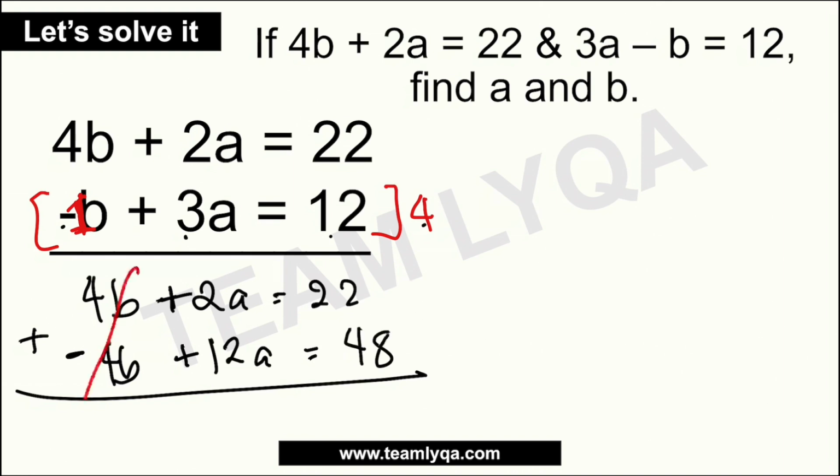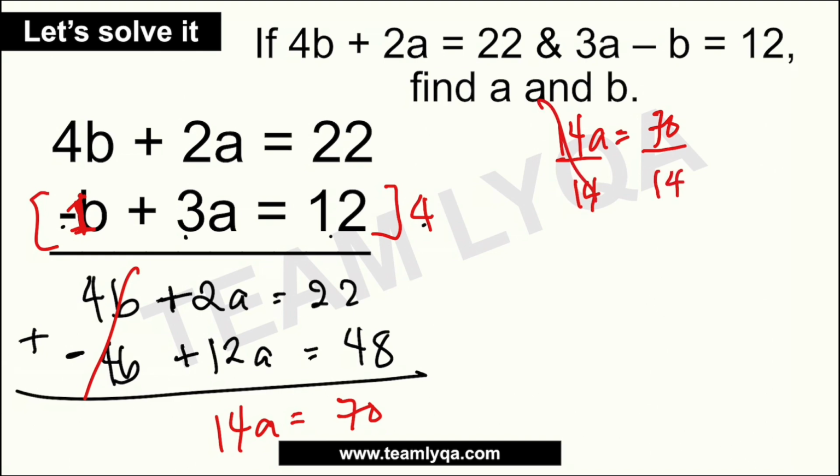Again, pareho na ito. Pwede ko na i-cancel yan kasi positive 4b plus negative 4b is going to be 0. Ito, magiging 14a. And then here, we are going to have 70. Okay? So, kung isosolve lang natin yon, we have 14a is equal to 70. Di-divide lang natin both sides by 14 para ma-cancel natin ito.